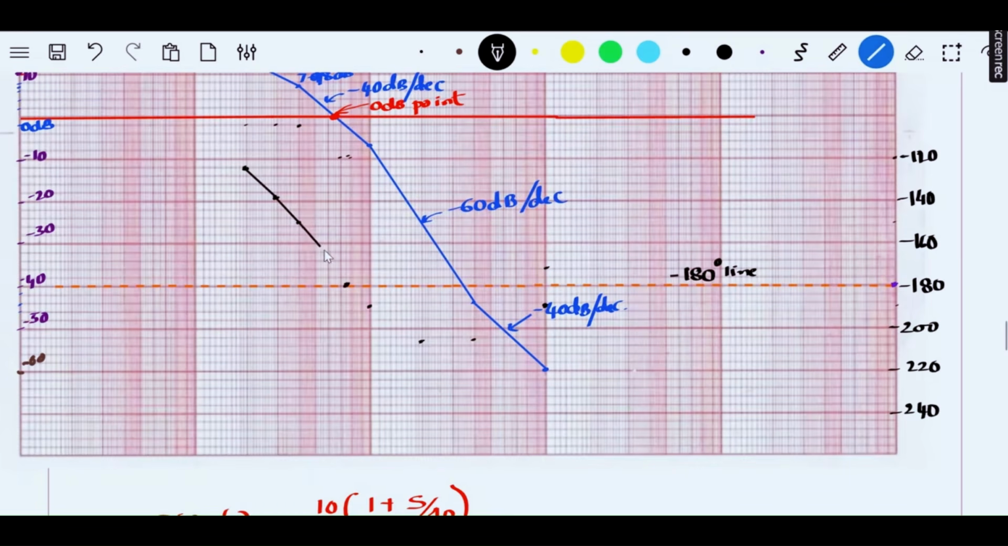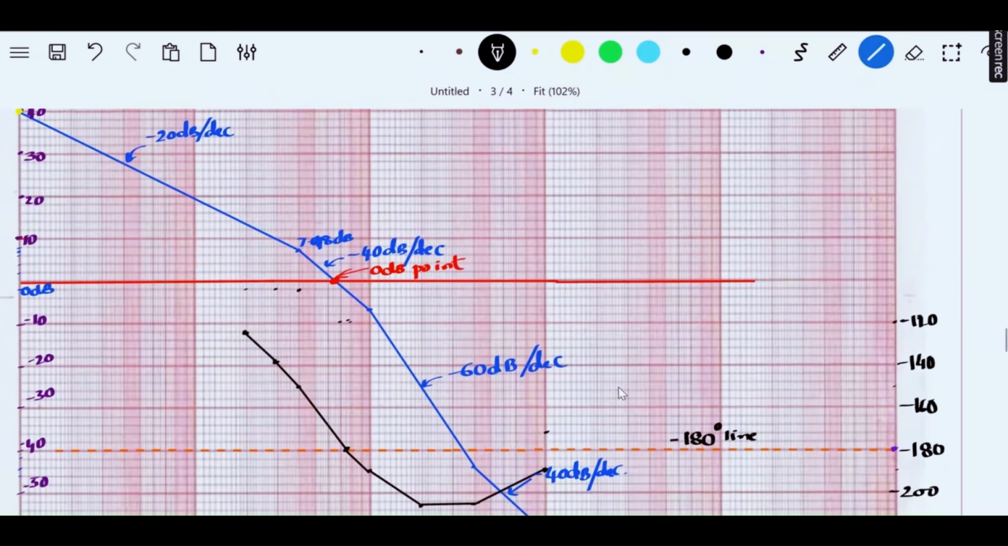And then from this point to this point, and then from this to this, and then from this point to this point, and then this one, and then from here go to here. So this is the phase plot curve. Fine. Have you got it? This is the phase plot curve.